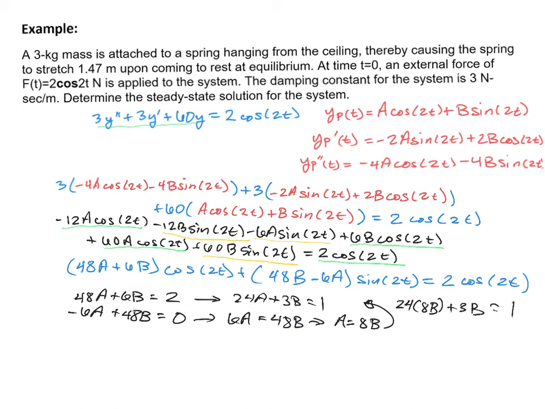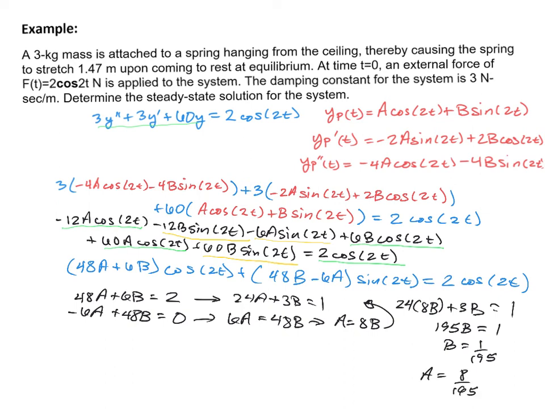8 times 24 is kind of on the big side, so let's get our calculator out for that. That's going to be 192. Plus 3 more makes 195, so that's 195b is equal to 1. So b is 1 over 195. And then a is just 8 times that, so a is 8 over 195.